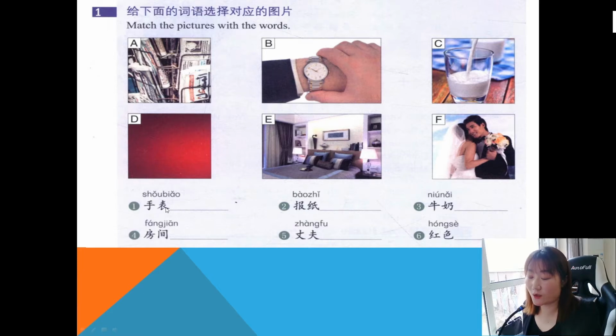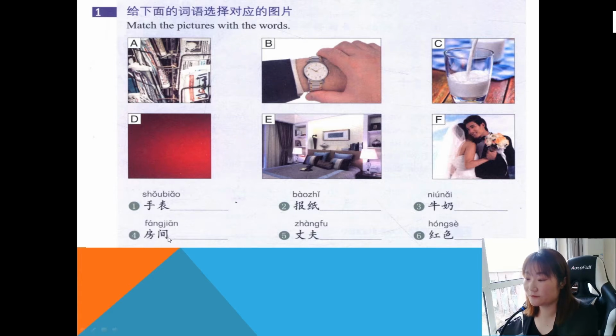And first one, 手表. So you know that 手 means hand, right? So this phrase connects to hand, and which one do you want to choose? So maybe B, right? 手表 means watch, so we choose B. And number 2, 报纸, newspaper, so choose A. And number 3, 牛奶, so we choose C.